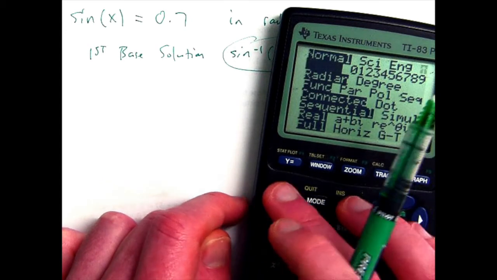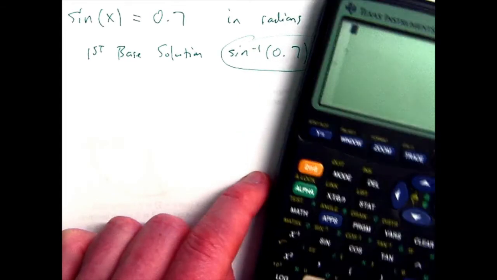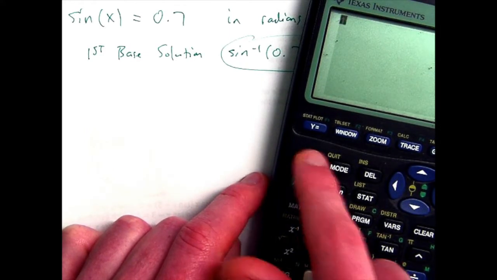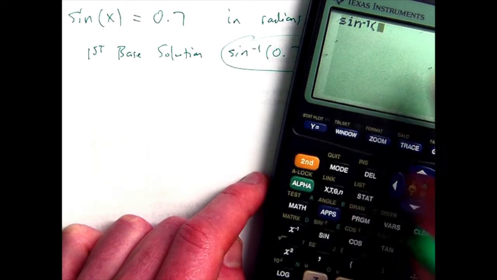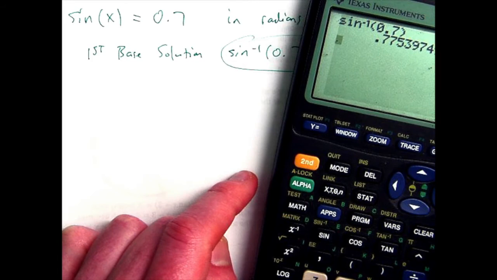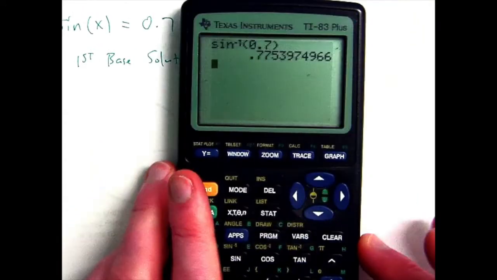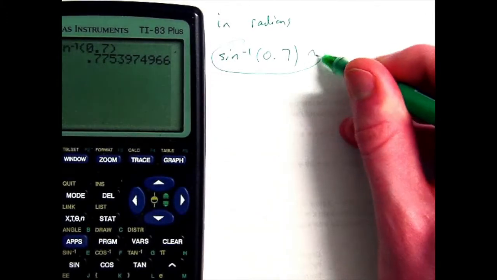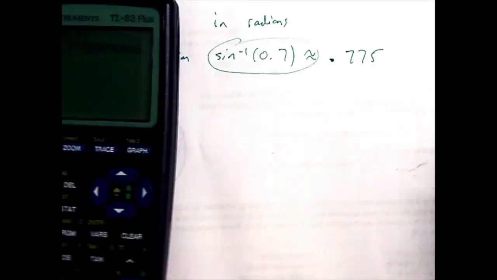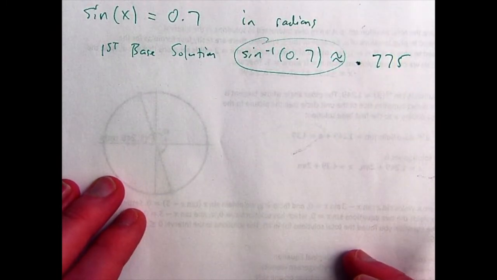So I'm in radians, so I'm going to ask for the inverse sine of 0.7. The inverse sine function is usually the secondary button of the sine function. So second sine, you can see the sine inverse, 0.7. Okay, 0.7753, and so on. That's an angle, believe it or not, in radians. So that's my angle in radians. This is about 0.775. I want to keep at least 3 decimal places here, so I rounded to 3 decimal places. So that's one base solution.